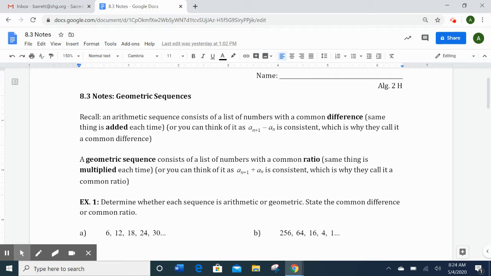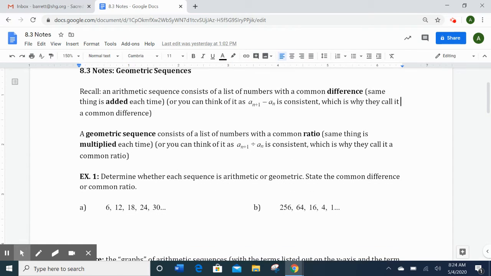So recall an arithmetic sequence consists of a list of numbers with a common difference, which means the same thing is getting added each time. If you want to think about that formula, we know difference to mean subtraction, and it does, but in the opposite order, whatever. The same thing is getting added each time. In a geometric sequence, it consists of a list of numbers with a common ratio, meaning the same thing is getting multiplied each time. Or if you think about it backwards as division, that's where the ratio idea comes from.